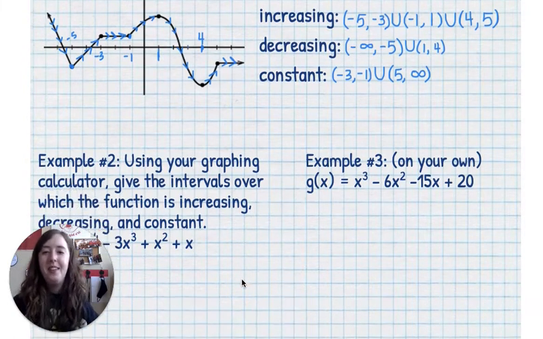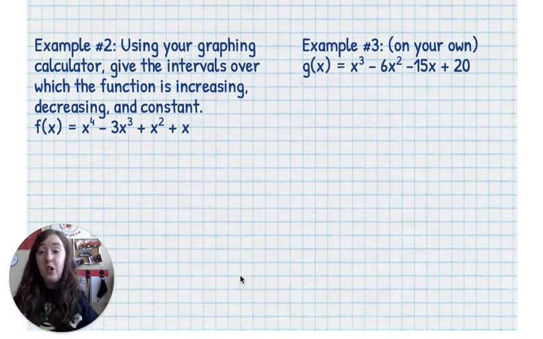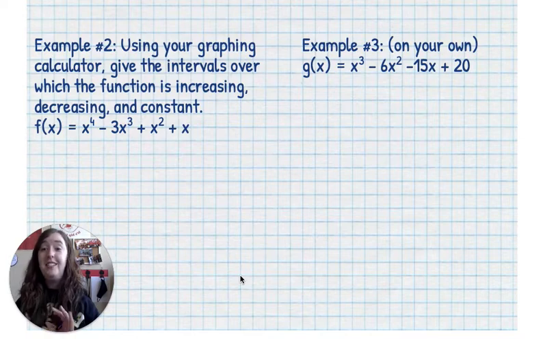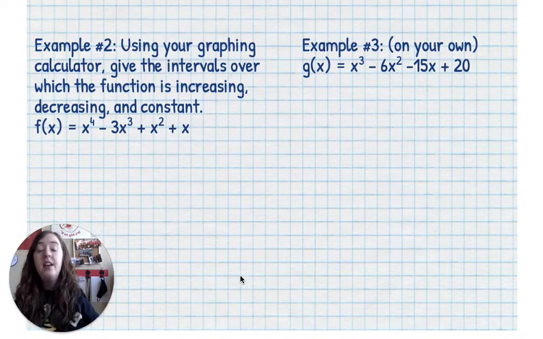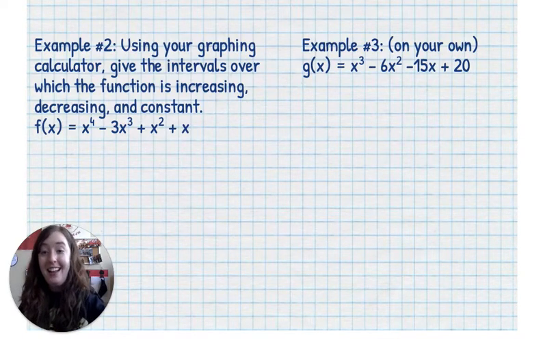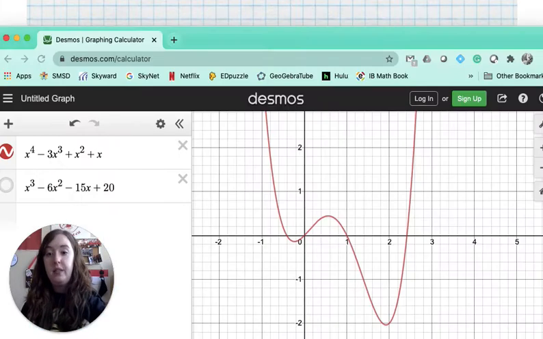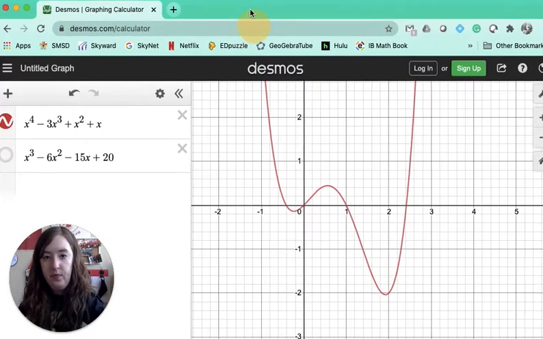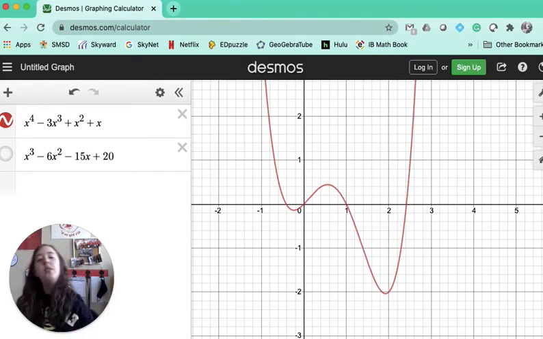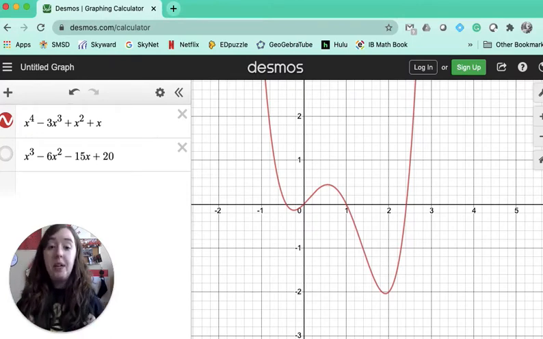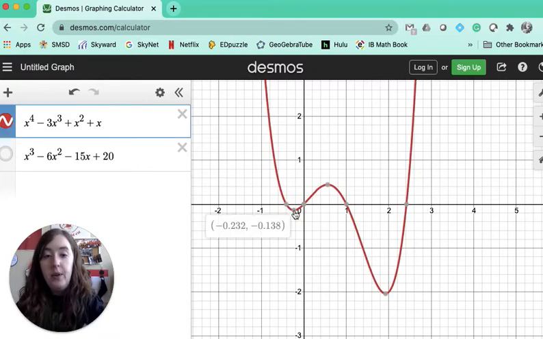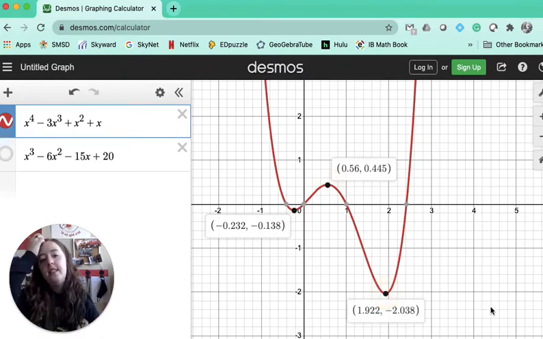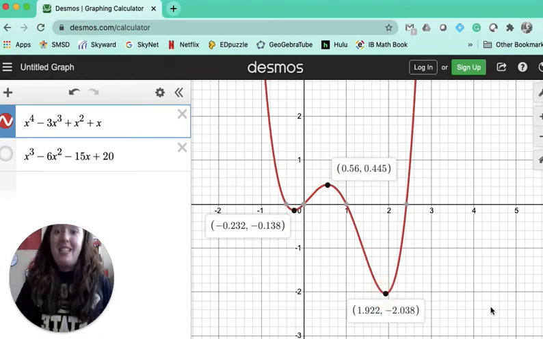All right. Now on this next one, we want to use our graphing calculator to give intervals over where the function is increasing, decreasing, or constant. So here's what we're going to do. We're going to graph that guy in our graphing calculator or on Desmos. Beautiful. So there's that graph. Now remember, we changed directions at our turning points. So I'm going to go through and click on all of these to find all of our turning points. Remember, turning points is an extrema, a maximum or a minimum.